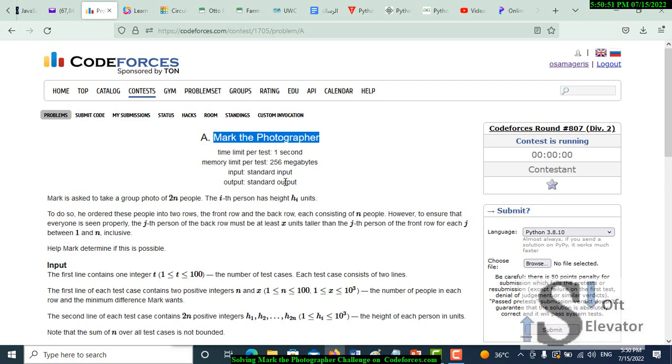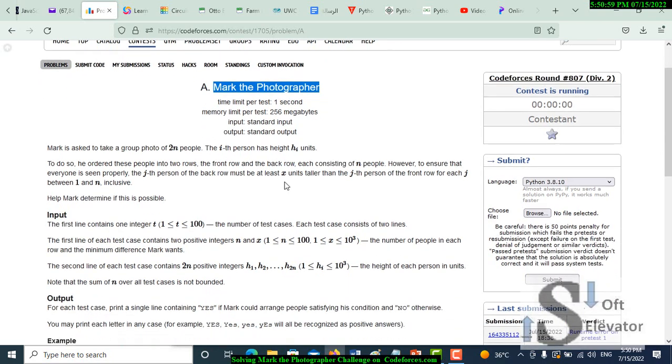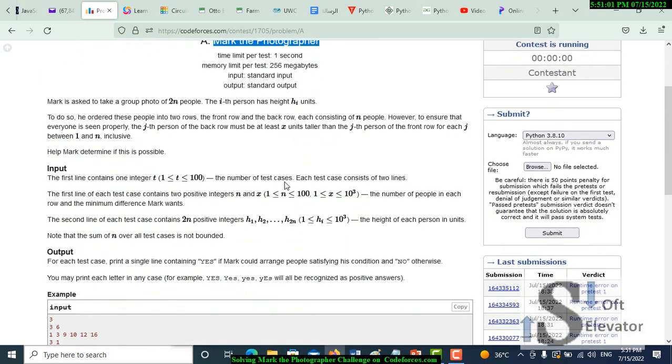Solving the Mark the Photographer problem on CodeForces.com. At every challenge we have the first input, which is t, and t is more than 1 and less than 100. This is the number of tests or test cases. Then we have the problem to do.